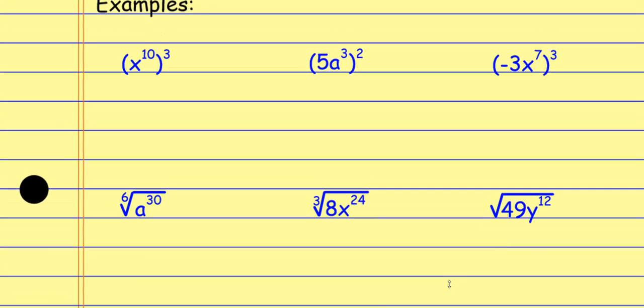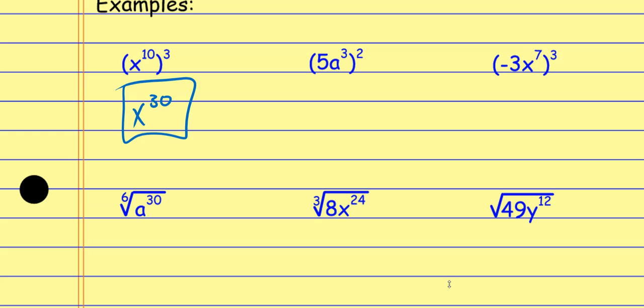If I look at something like this guy, I've got x to the 10th power and then raised to the 3rd power. So if I raise that whole thing to the 3rd power, see, it's an exponent being raised to another exponent. Well, this is where I multiply the exponents. So that's going to be x to the 30th power. That's it. Okay?